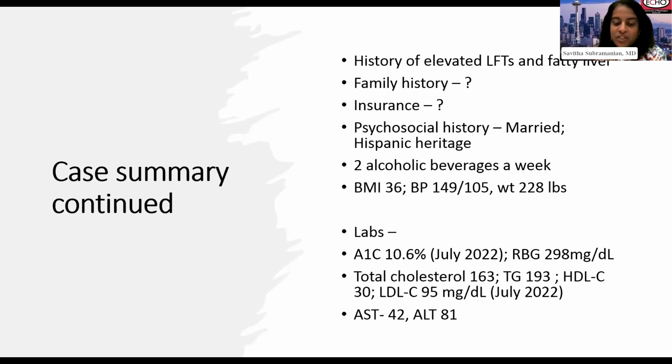He's Hispanic heritage. He drinks a couple of alcoholic beverages a week, and most recent blood pressures, his weight, his BMI is shown over there, 36. A1C at diagnosis was 10.6%. His random blood glucose was 298. You can see his lipid panel over there, mild hypertriglyceridemia with a low HDL.